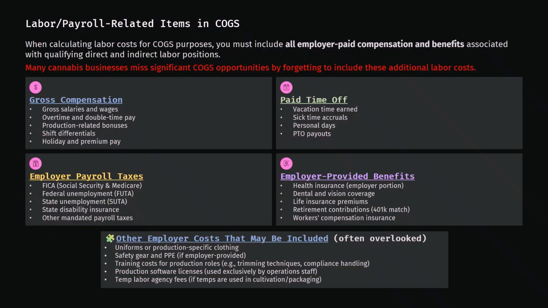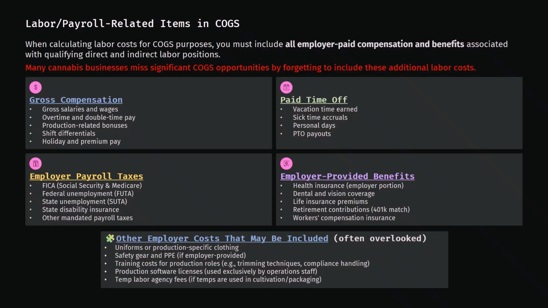We've got some other employer costs that may be included, but these are often overlooked, such as uniforms or production-specific clothing, safety gear and PPE, training costs for production roles, production software licenses, temp labor agency fees. But again, here's the key. The test isn't whether the cost exists, it's whether the cost supports production. And then, are you tracking it? Can you back it up with logic? Do you apply it consistently year to year?